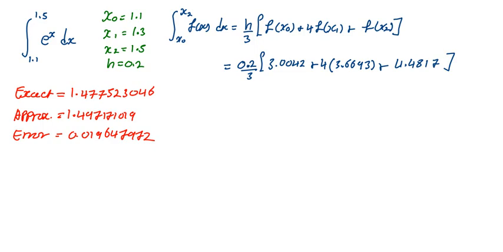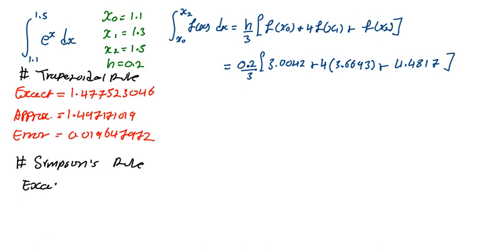Okay, so the answer that I get by applying Simpson's rule is... By the way, we can just try to highlight this. This was for the trapezoidal rule. Then down here, I'm going to write for Simpson's rule. So for Simpson's rule, the exact value is the same as we have there. Then the approximation I found is 1.47754. Then what about the error?